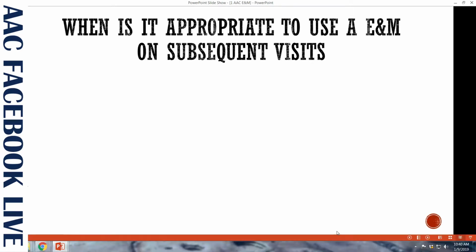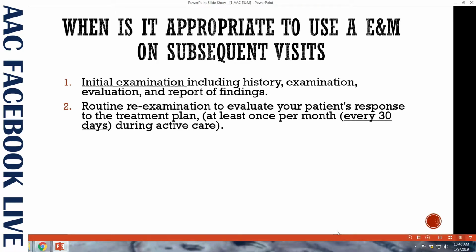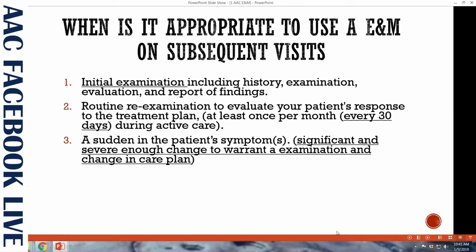So when is it appropriate to bill an E&M on a subsequent visit? Well, let's go through these issues. Number one, and I think this is obvious, an initial examination. That makes sense. Of course, you can't treat a patient without doing an exam, so that's acceptable. Number two, re-examinations, but not just daily, but the routine ones that are done about every 30 days or once a month. If you were treating someone once a week, this would still fall into this because that's your plan, is once a week if you're going to treat for a month. So again, be careful. Just because you're seeing once a week doesn't mean you're doing above and beyond what you would normally do.